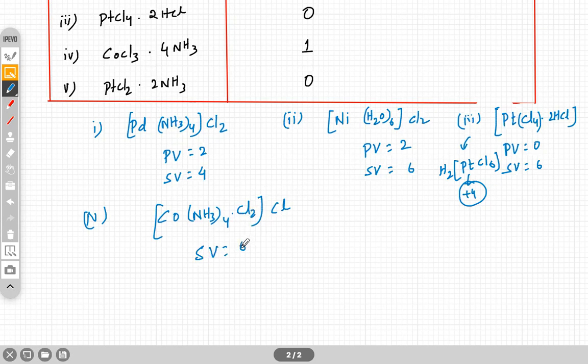4 plus 2 is 6. Primary valency is what? Only one chlorine atom goes out, okay? And -2 will be here. Primary valency would be 3.